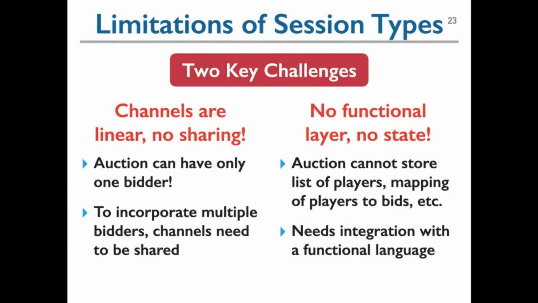So that's one limitation. The second one is that the language I was talking about so far doesn't have any functional layer. There are only channels. So in particular, the auction cannot have lists of players or the mapping from the players to bids. It cannot store any integers or booleans or anything like that. And so that kind of precludes any general purpose programming. And so to do some kind of real world programming, I need to integrate the session type language with a functional language.